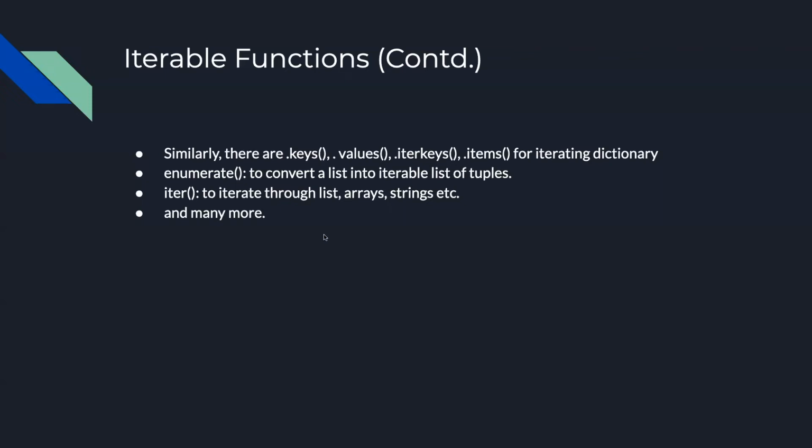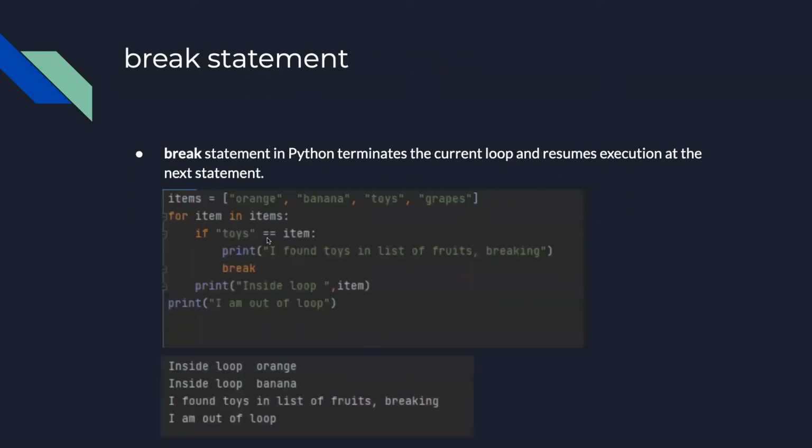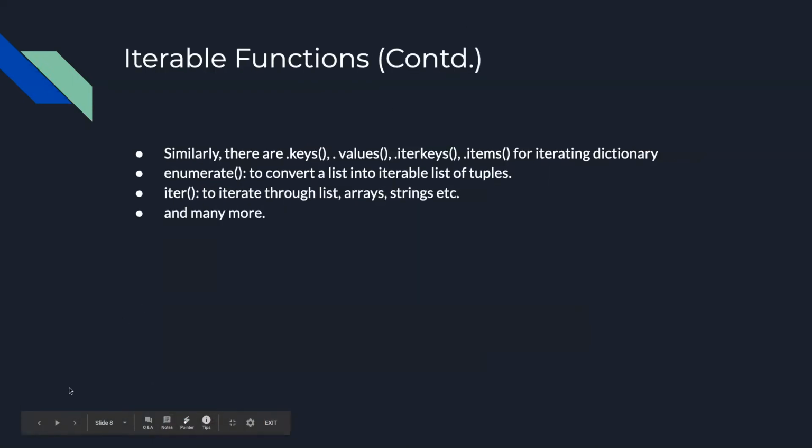Then there's enumerate to convert a list into an iterable list of tuples, or iter to iterate through lists, arrays, strings, etc., and many more. You can use a lot of these. You're not always going to see them, but just know that you can use them. The ones you'll use most often are the keys, values, and items methods on your dictionary. I'll show examples of those at the end of class, but are there any questions on them right now?